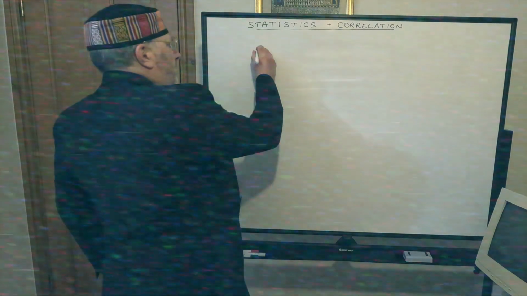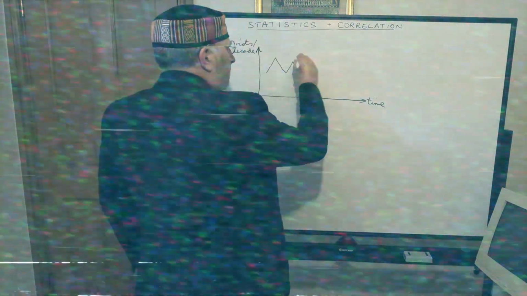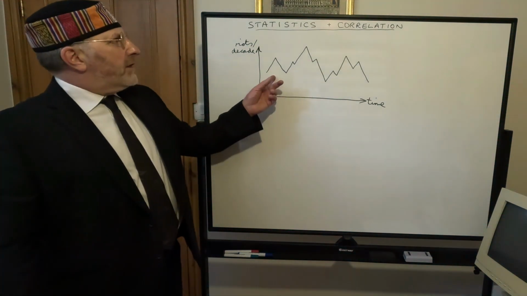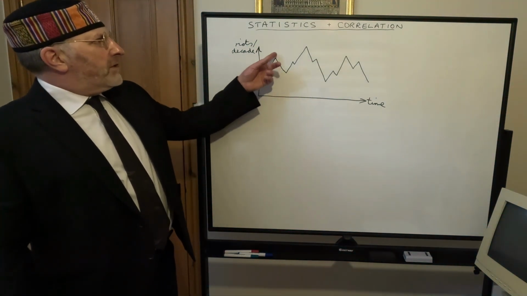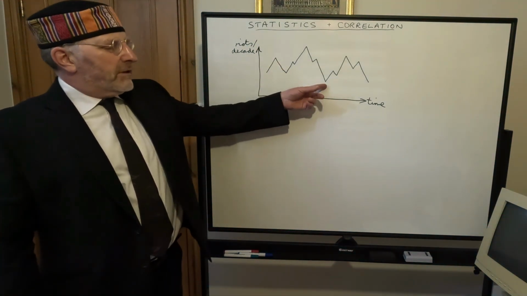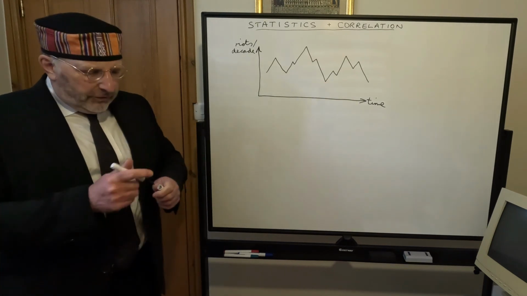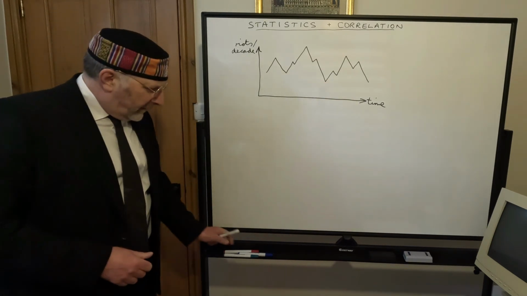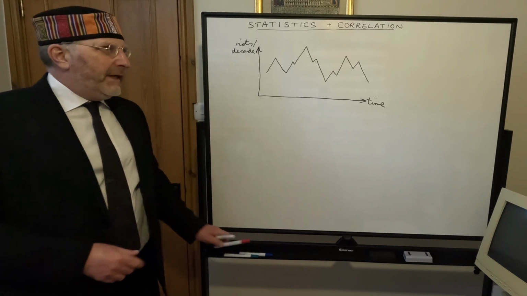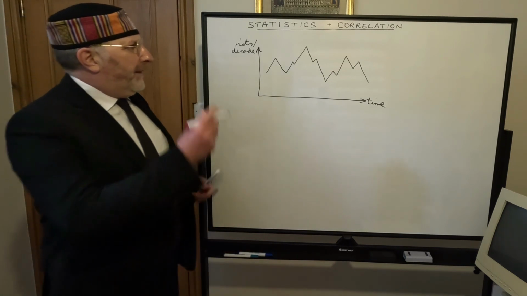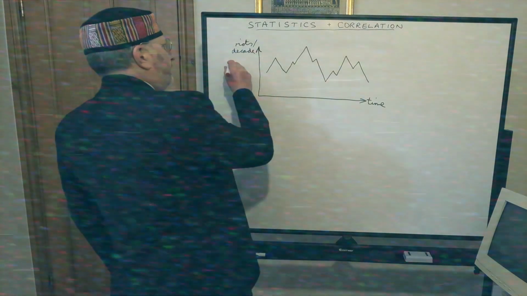So let's draw that chart. This represents the number of riots per decade. So sometimes the number of riots is high, sometimes it's low. And for this country, we might also have collected data on the price of wheat. So let's plot that on the same chart.